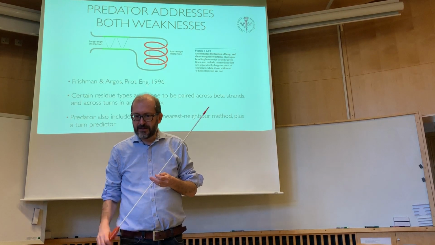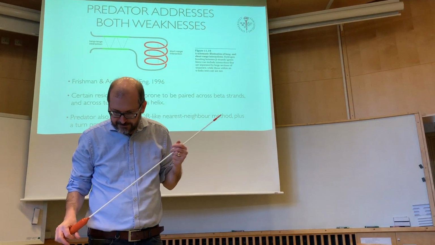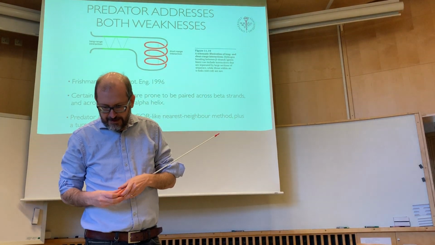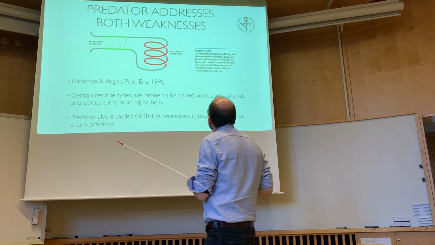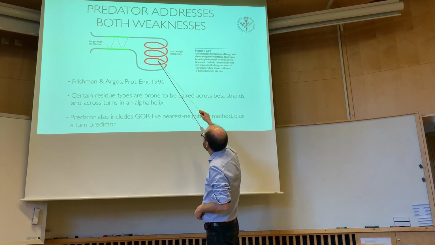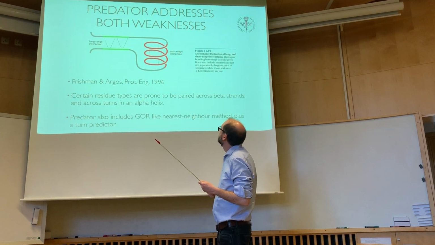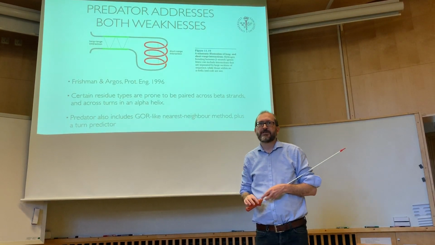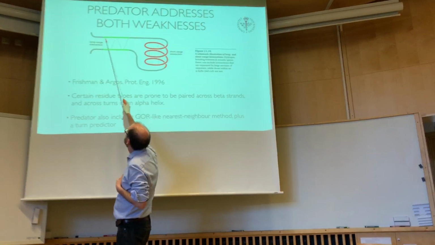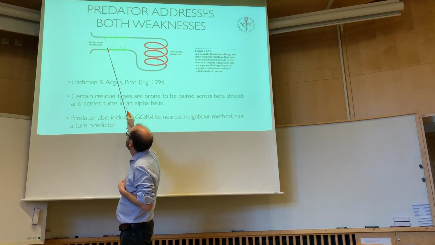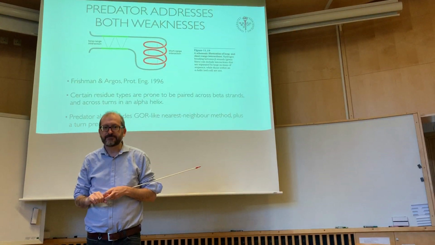So there's a program called PREDATOR that tries to address some of these. It's based on this idea that if you have, for example, an alpha helix, you would expect some interaction between residues i and i plus 4. And likewise, if you have a beta sheet, then you have some pairwise interaction across strands.